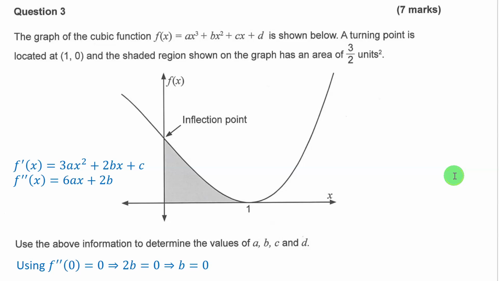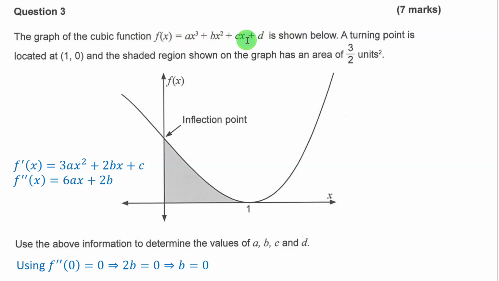Question 3. We've got a cubic sketched and there's a bit of information shown. We've got an inflection point that looks like it's on the y-axis and a minimum located at (1, 0). And the shaded area is 3/2, 1.5. So there's not much to this question. It's 7 marks and we've just got to work out what a, b, c and d are. In other words, find the equation of the cubic.